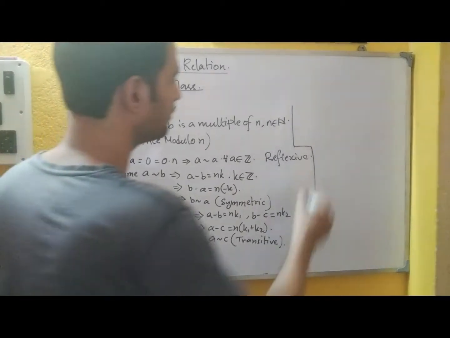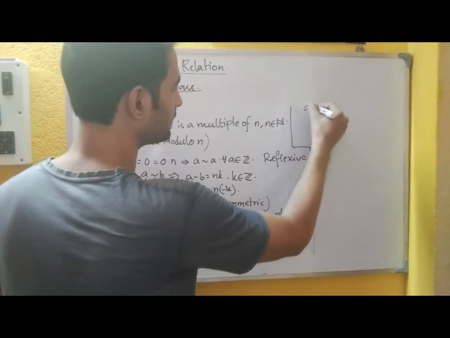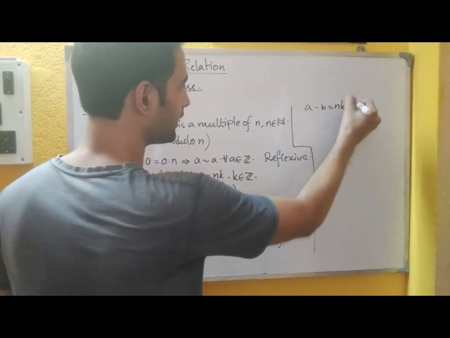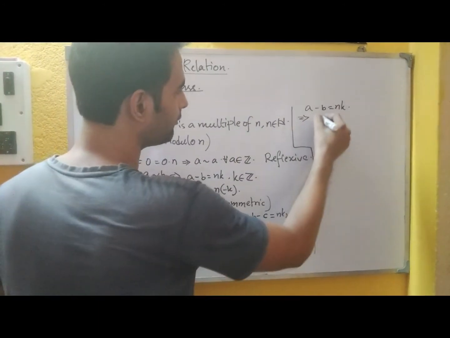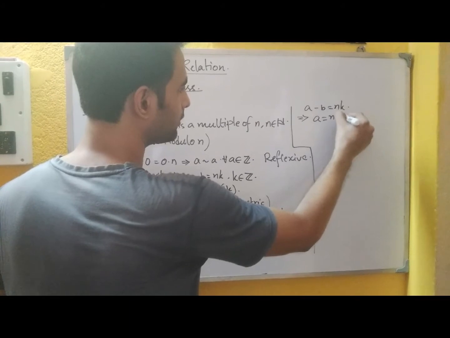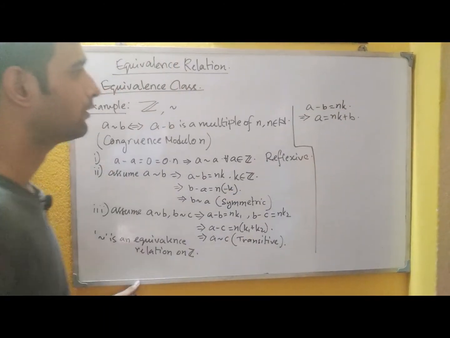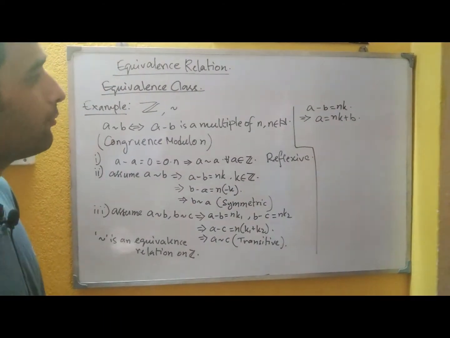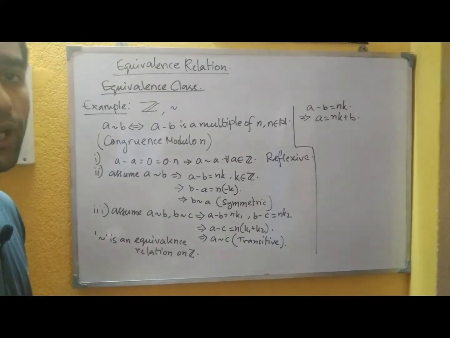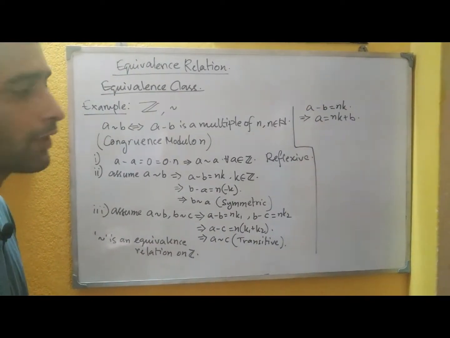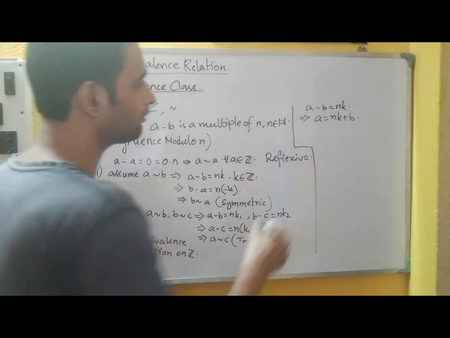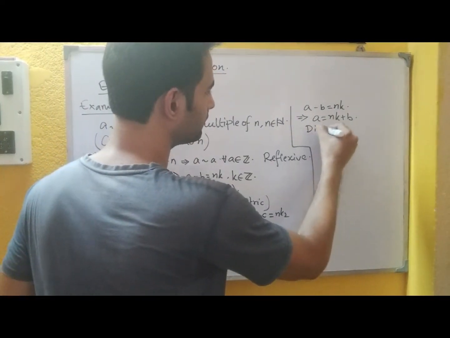Okay, so let us look at this relation a minus b equals nk more closely. From here we can write a equals nk plus b. So can you find any resemblance between this equation and any previous topic? See, it is coming in the form of the division algorithm.